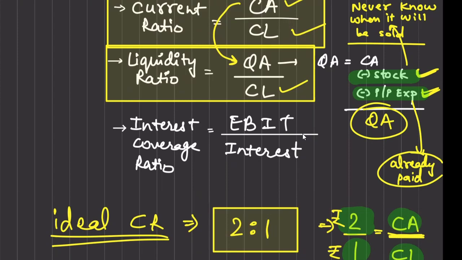Now, whatever I am remaining with is called the quick assets. These assets can be sold. This can be your cash in bank. This can be your debtors. This can be your short-term investments. This you can sell and you can pay off your current liability.